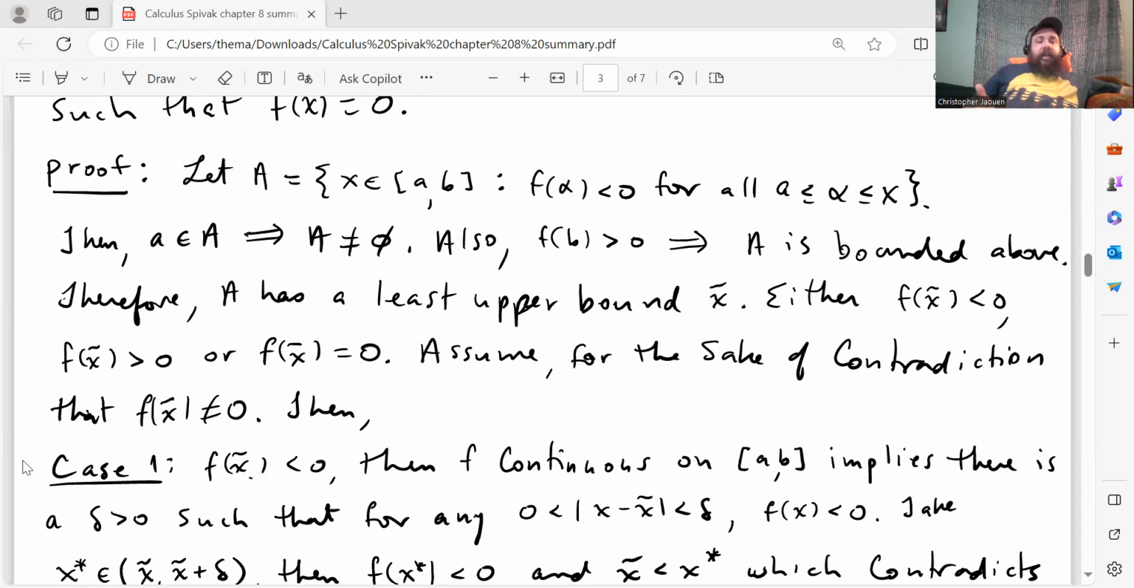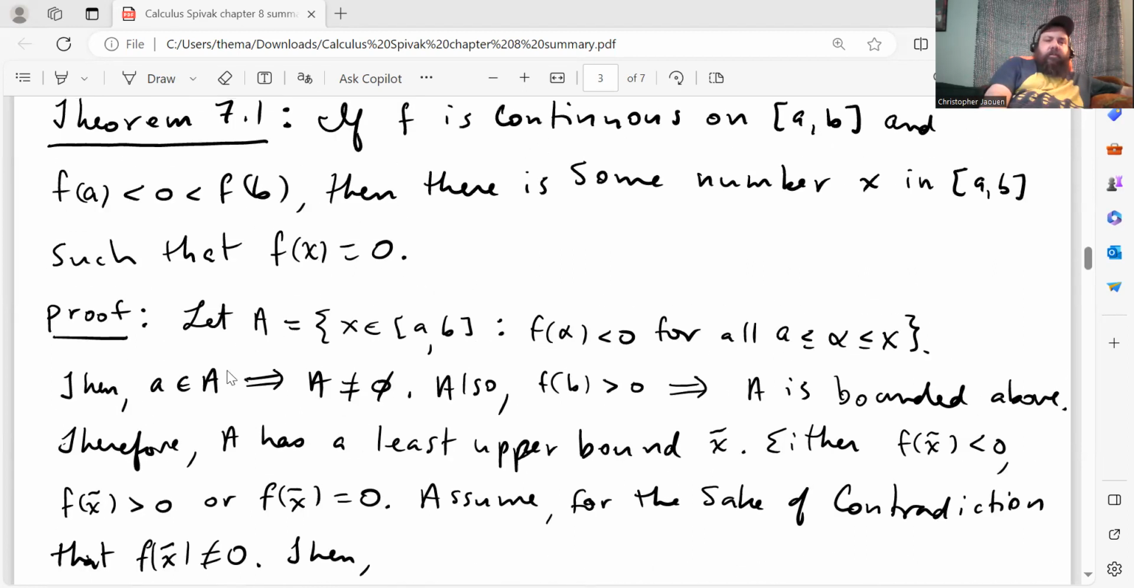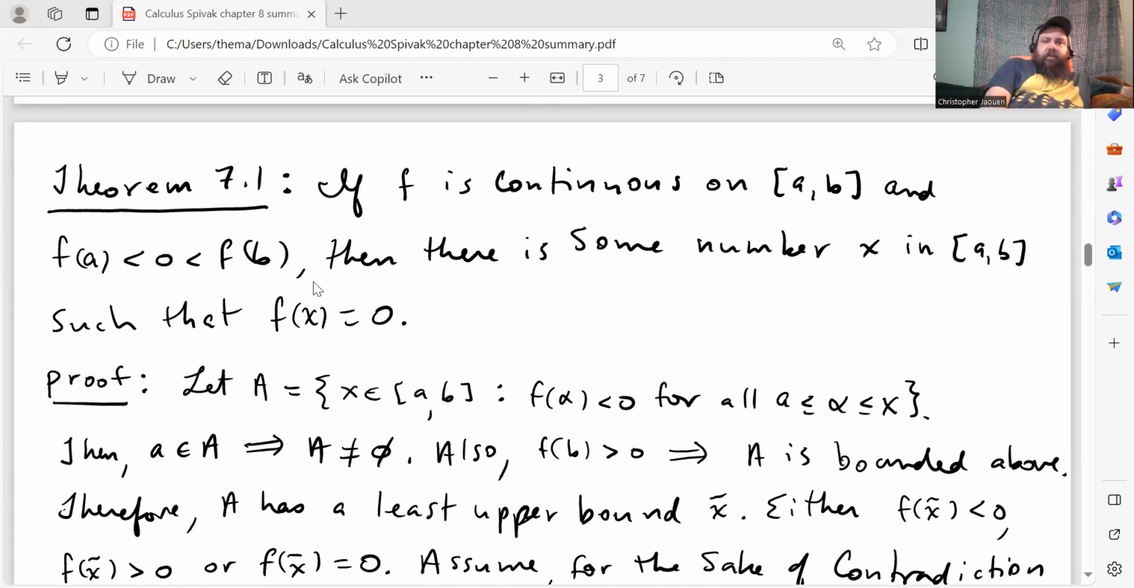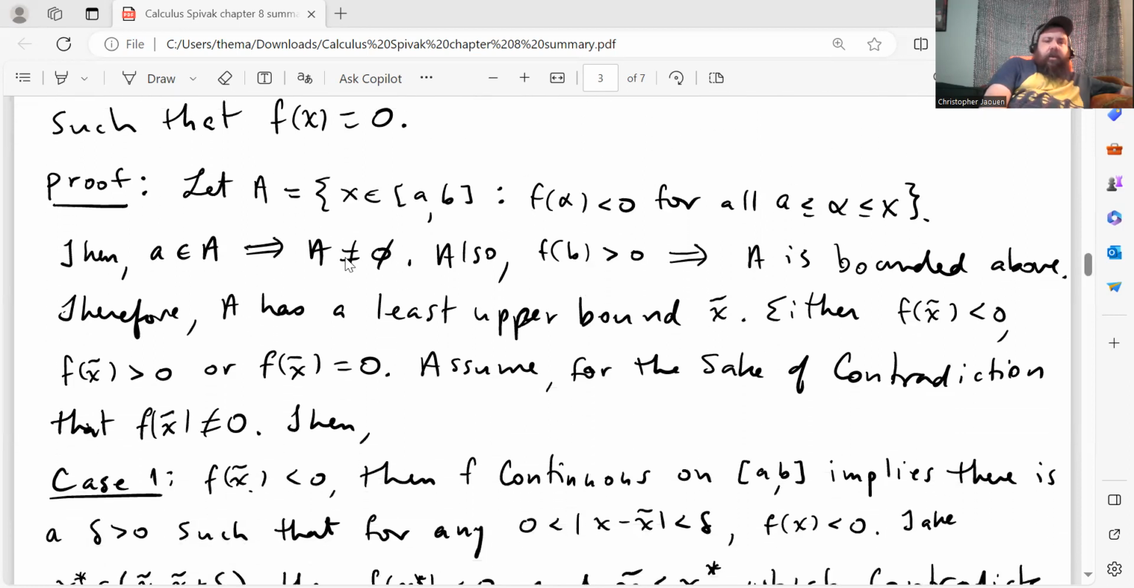Okay, then a is an element of the set A, obviously, because just going back up here, we said f of a is less than 0. So a is in the set, and that implies that A is not empty. Also f of b is greater than 0. Therefore, A is bounded above by b. Therefore, A has a least upper bound just by the least upper bound property of the real numbers, okay? Which I'm calling here x tilde.